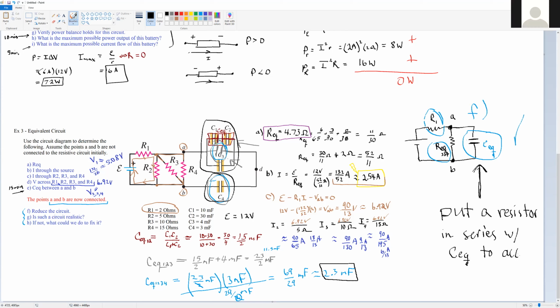To account. Can you go over why it's not realistic again? Yeah, I'll repeat that. So we want to put a resistor in series with CEQ to account for the resistance of the wire.